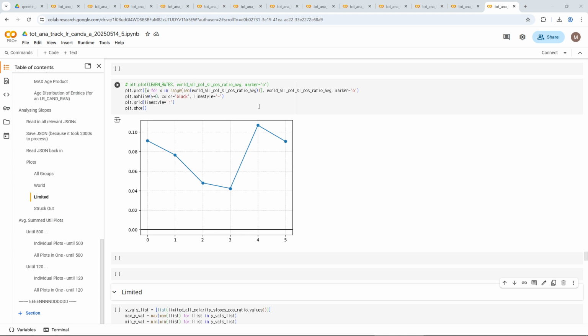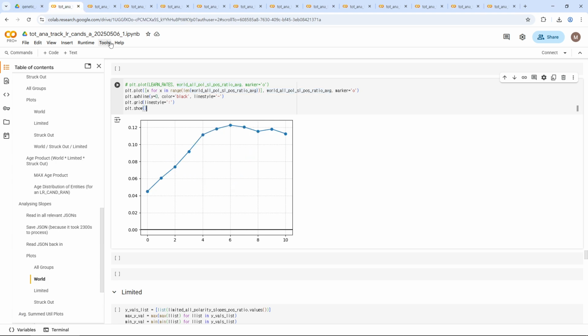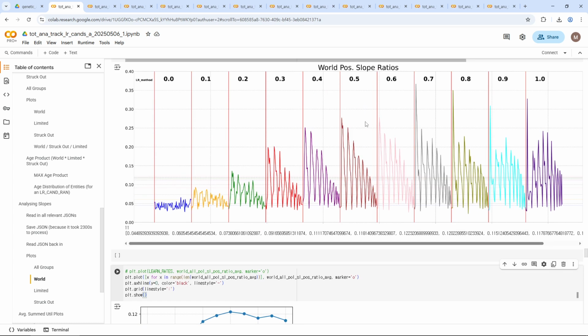Let's quickly go over the positive slope ratio plots. So for the 20250506_1, if you remember, this is the world positive slope ratio plot. And as you see, the positive slope ratio goes up as the learn rate goes up, which is quite obvious.